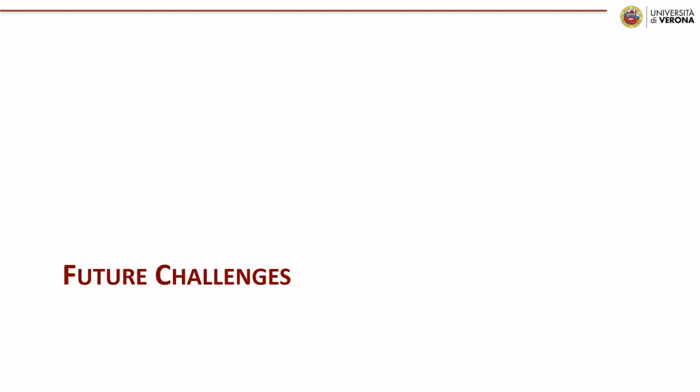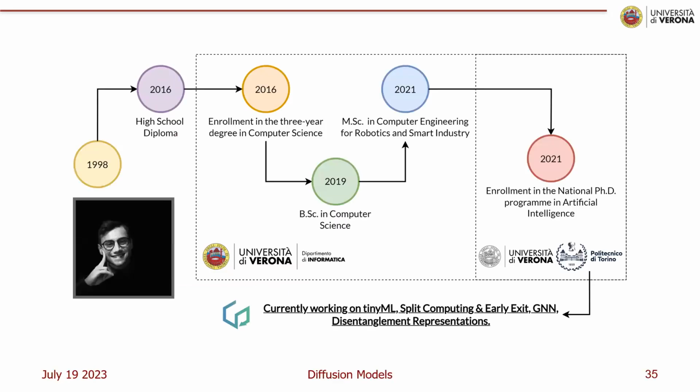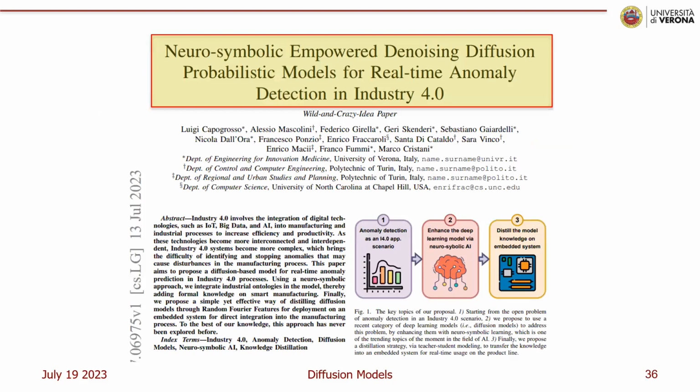And now the easiest part, because it's the one related to future challenges and specifically some of our considerations related to diffusion models. I think we can skip this slide, and I'm going to present our latest paper that was accepted two weeks ago, which is named Neurosymbolic Empowered Denoising Diffusion Probabilistic Models for Real-Time Anomaly Detection in Industry 4.0.